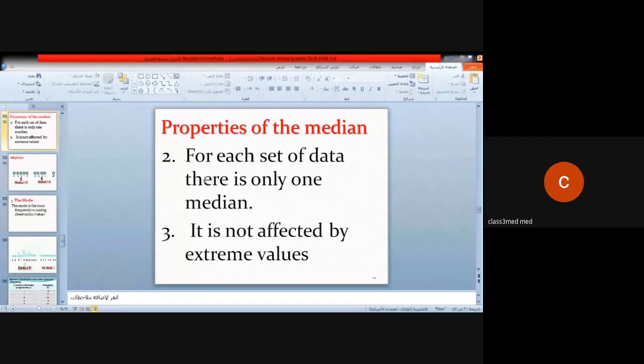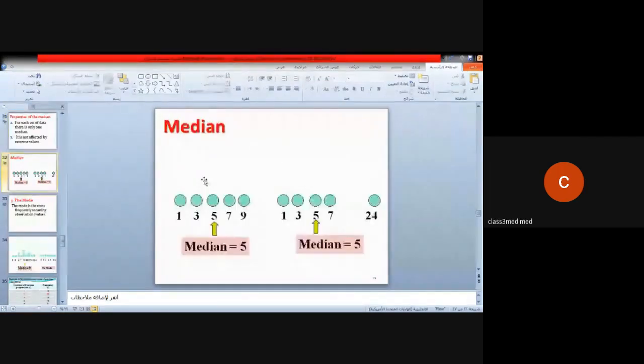And you will notice in the same previous example, in the first 5 observations, the median is 5, and when the fifth observation became 24, the median remained the same. So it is not affected by extreme values, and we should choose the median as a measure of central location if we have extreme values.